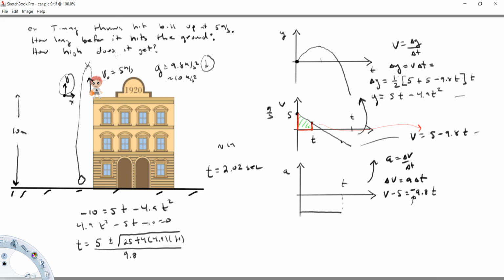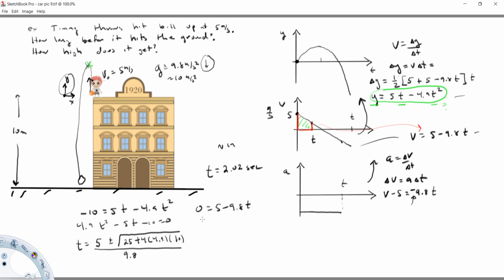Okay, how high does it go? Let's chat about that. So the how high is referring to when the ball is here at the top of the curve. Now we can't really use this function because we don't know a y or a t. So let's take a look at this other one, our velocity function. And what you have to realize is the velocity was positive, and then 0, and then negative. So at the highest point right there, the velocity is 0. So we're going to take this function and write it 0 equals 5 minus 9.8 t.